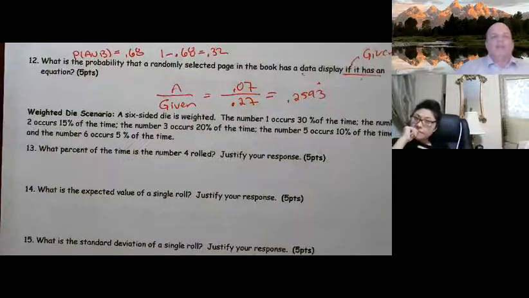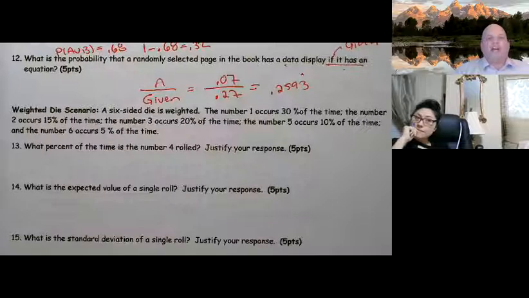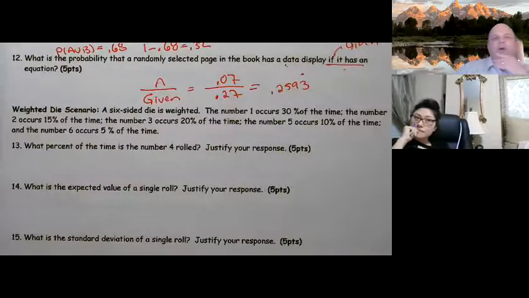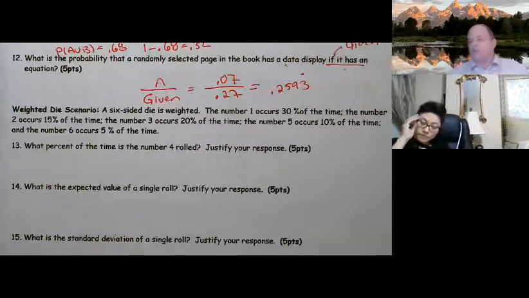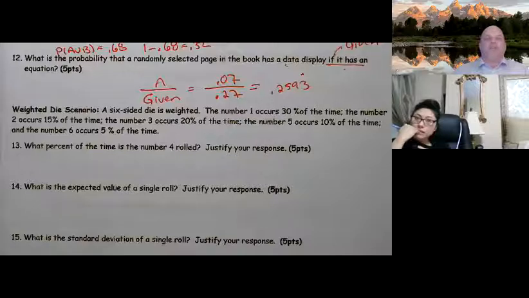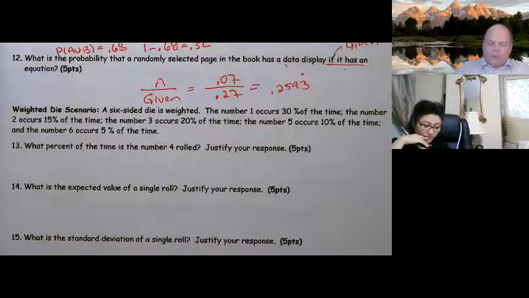All right. A six-sided die is weighted. The number 1 occurs 30% of the time. The number 2 occurs 15% of the time. The number 3 occurs 20% of the time. The number 5 occurs 10%. And the number 6 occurs 5%. What percent of the time is the number 4 rolled?